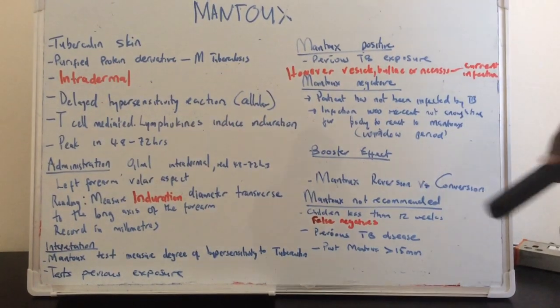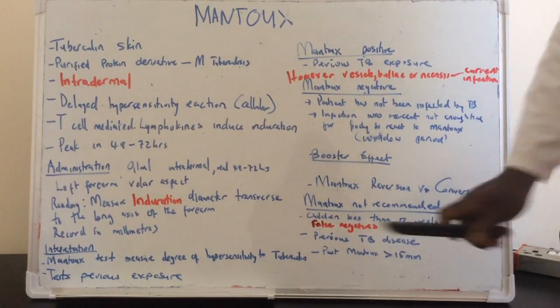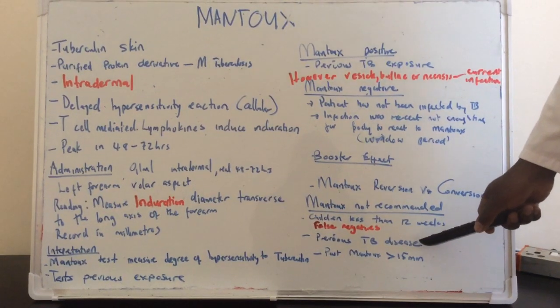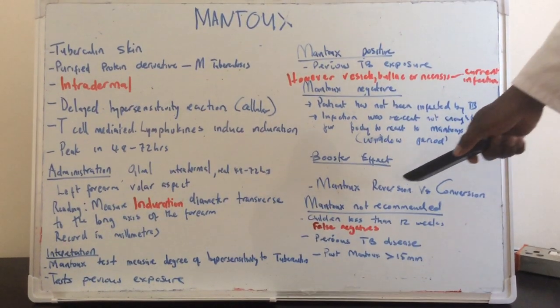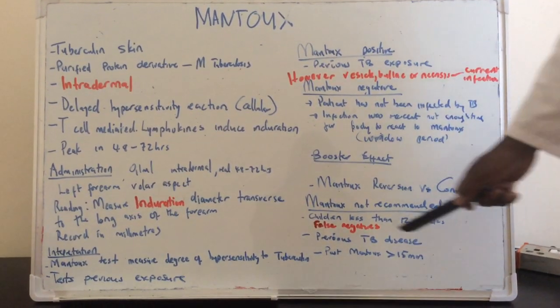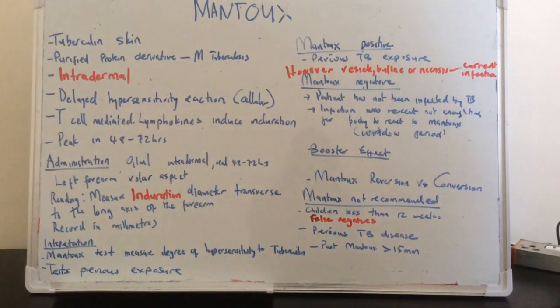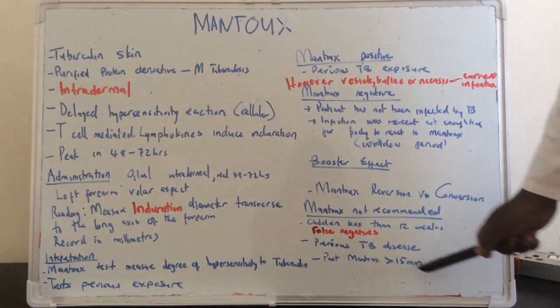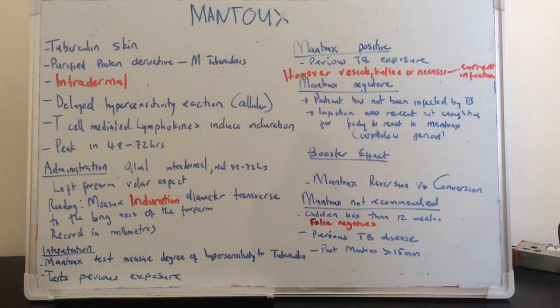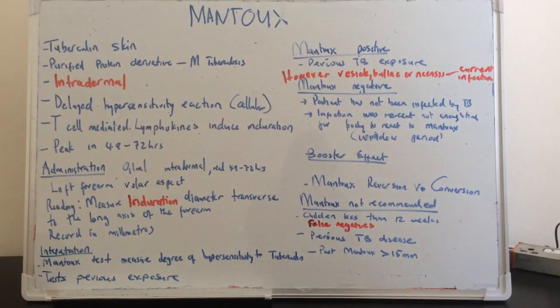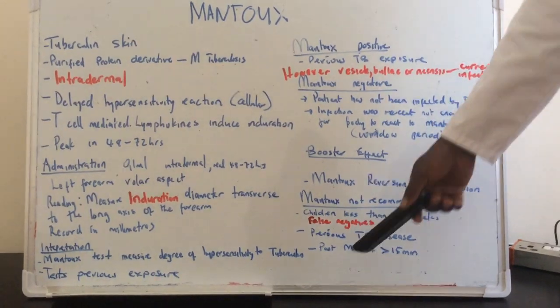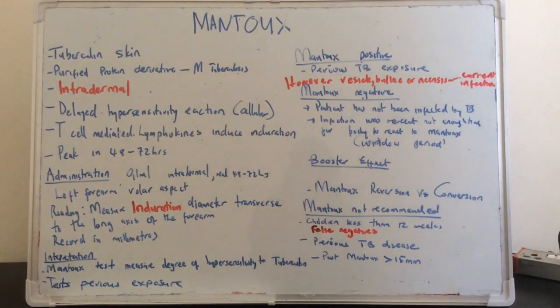Then, previous TB disease: if a patient has had previous TB disease, remember I said that the rate of reversion is about 8% per year. So most patients will still be positive for Mantoux because their Mantoux hasn't reversed. Then for past Mantoux, if your Mantoux was previously more than 15 millimeters, or if it was previously positive, repeating a Mantoux may still be positive because it may not have reversed.